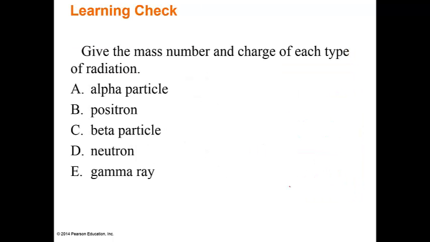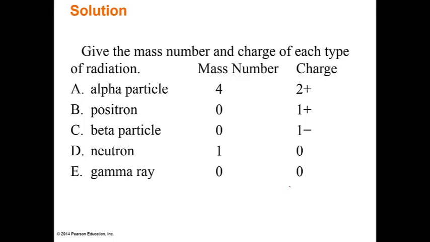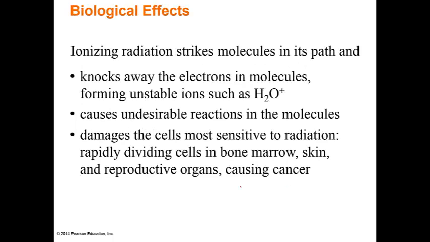Okay. So give the mass number and charge of each type of radiation. So what do we got for alpha? Mass number 4, charge 2 positive. Positron, 0 mass, positive charge. Beta particles, 0 mass, negative charge. Neutron, mass number 1, no charge. And gamma ray, 0 and 0. No mass, no charge. All right? Something good to jot down in your notes.